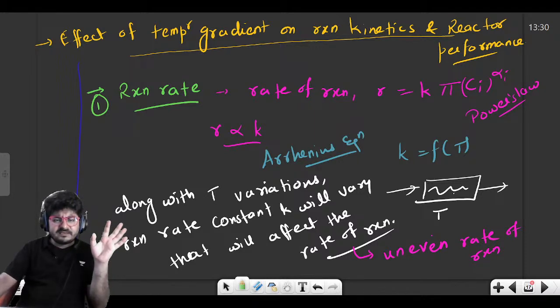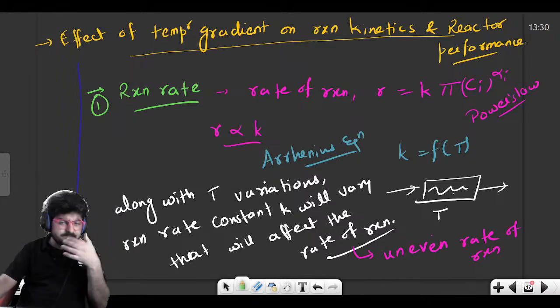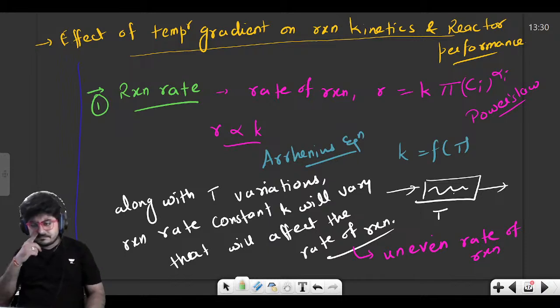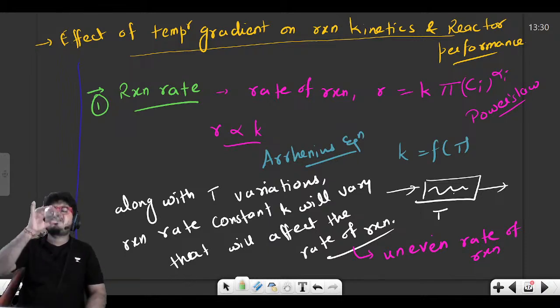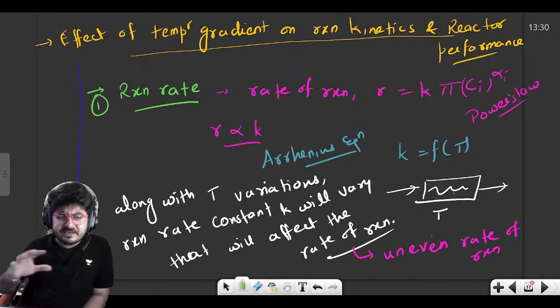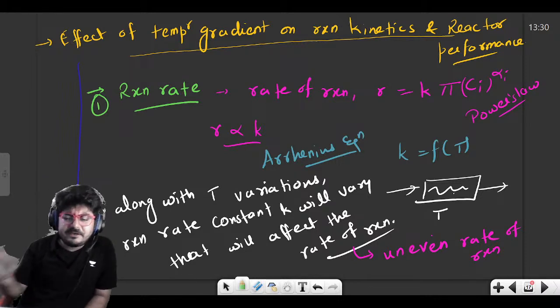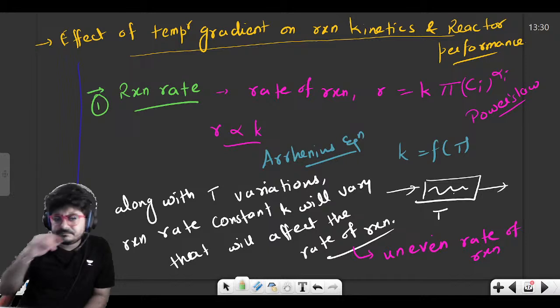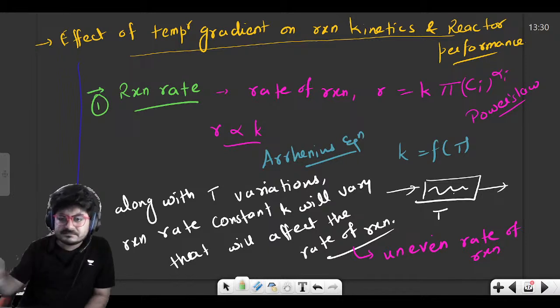Are you able to understand this thing? Is it clear? Yes, guys, tell me, come on. Is it clear to all of you? How the temperature gradient will affect the rate of reaction, reaction rate constant, and everything? Yes, okay, wonderful.